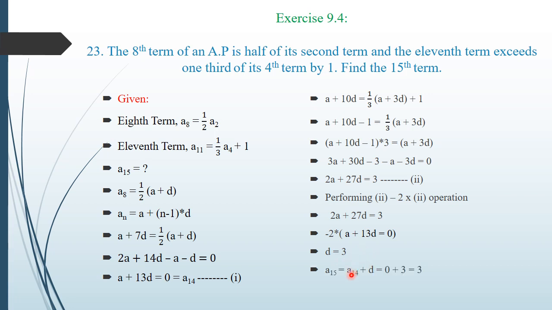Now I know d. Using this d, I will calculate the 15th term. I already know the 14th term is nothing but 0, which we found earlier as equation 1. If I want to find the 15th term, I just need to add d to the 14th term. Therefore the 15th term is a14 plus d is equal to 0 plus 3 is equal to 3. Therefore the 15th term of this AP is going to be equal to 3. Hope you understand this problem.